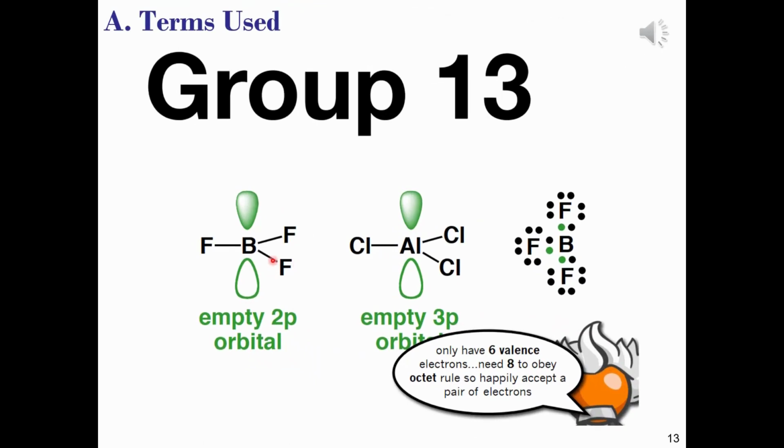Some atoms that often catch students by surprise are those in group 13. Boron and aluminium both have empty p orbitals and therefore only have 6 valence electrons. So they need 8 in order to obey the octet rule, and so these behave as electrophiles because they can happily accept a pair of electrons from a nucleophile.